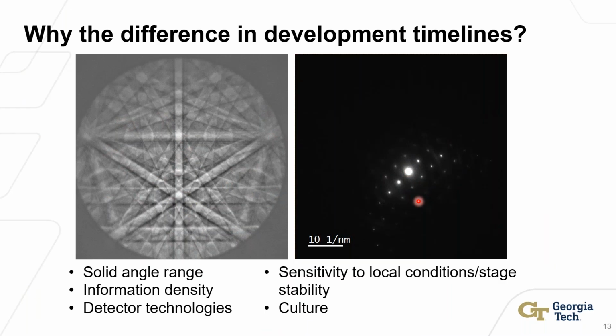TEM is also much more sensitive to local conditions and stage stability. So EBSD is fairly insensitive to small drifts in the electron beam. TEM, though, you can get very different diffraction conditions just by small variations in sample thickness, defect state, bending conditions, things like that.